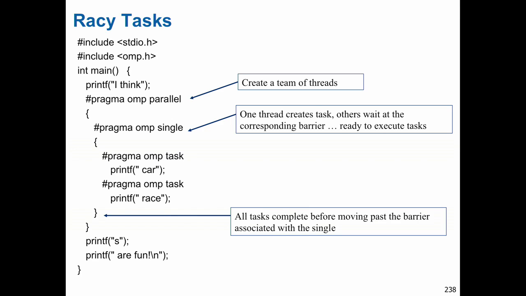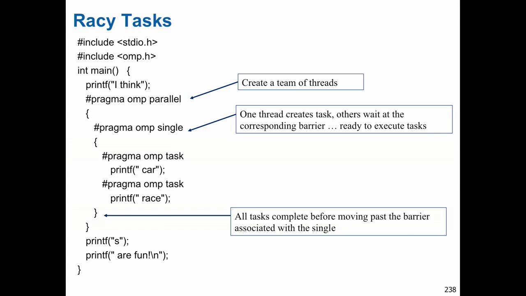So here it is. This is going to print, "I think car races are fun," or "I think race cars are fun." And because I don't control the order that a task executes, it should be a race condition. I should get different answers depending on how the system schedules those tasks. Now, so there I go. I have print, "I think."